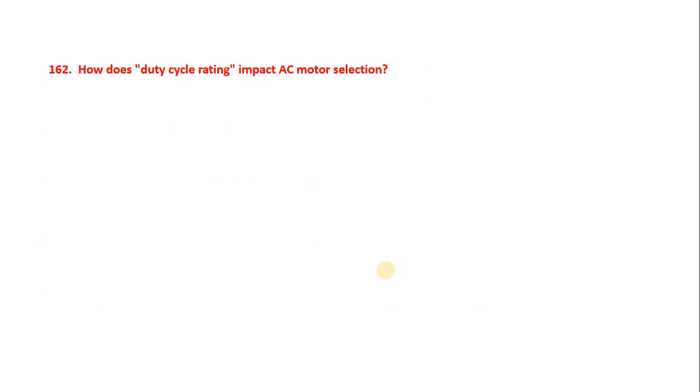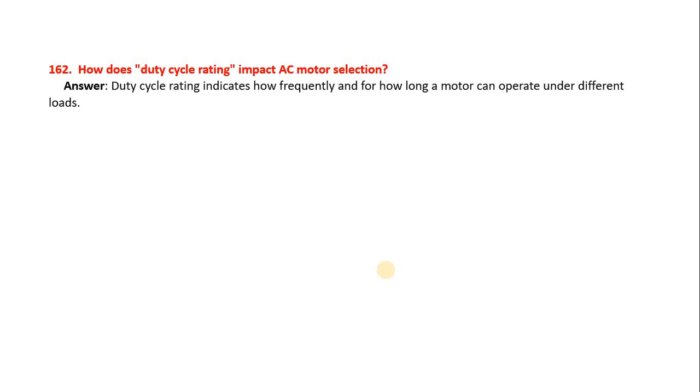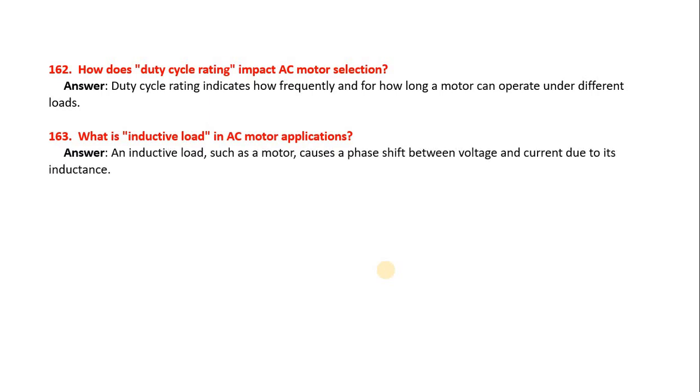How does duty cycle rating impact AC motor selection? Duty cycle rating indicates how frequently and how long a motor can operate under different loads. What is the inductive load in AC motor applications? An inductive load such as a motor causes a phase shift between the voltage and current due to its inductance.